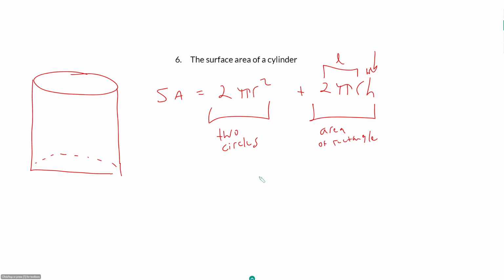That is everything you need to know for circles and cylinders. We will do triangles next.